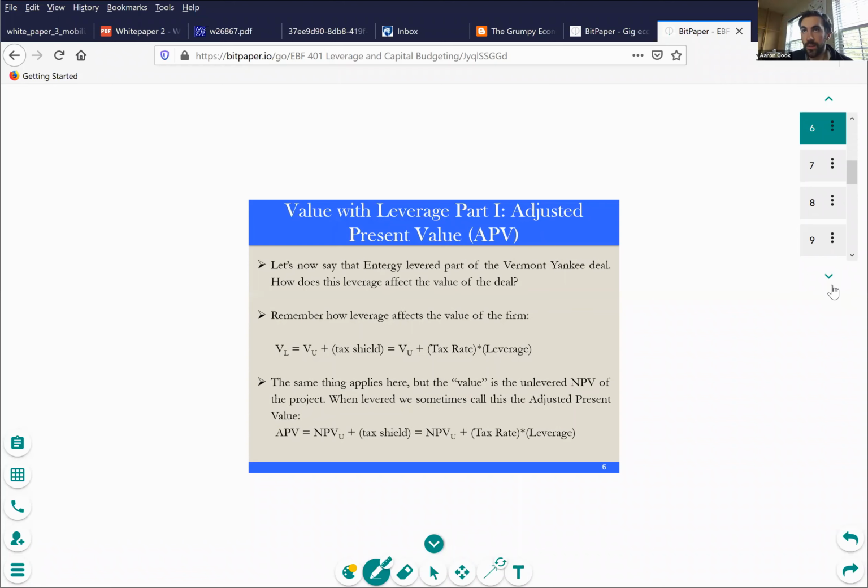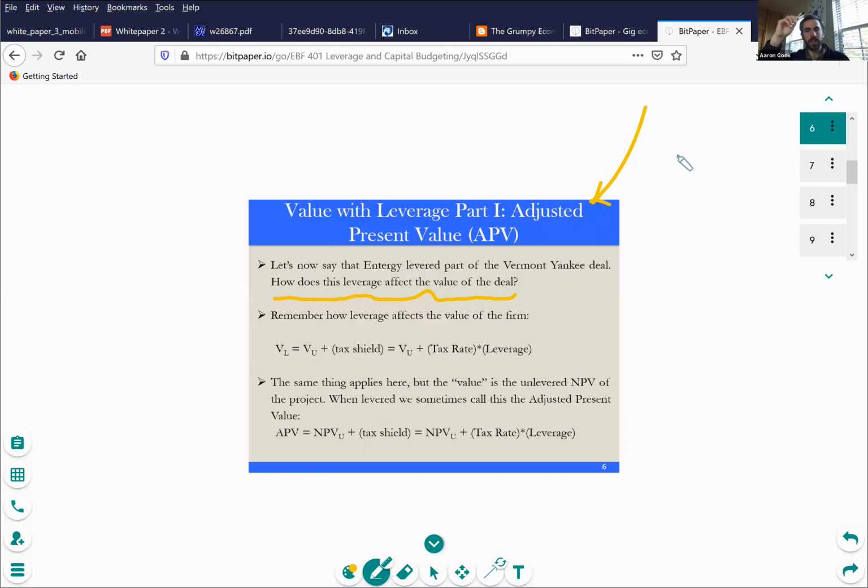Baseline, we had an NPV of 420 million. Now we're going to consider this first method of calculating the value of the project, with some of the project being financed with some debt. So we're getting to the question of how the leverage affects the value of this deal, for this purchase. And it's going to be in exactly the same way as it affected the value of the overall firm that we saw from last week.